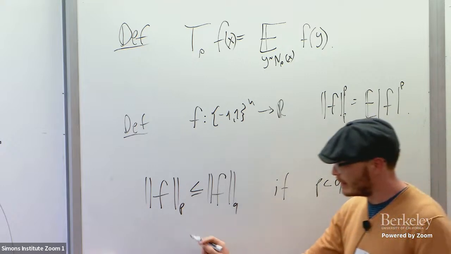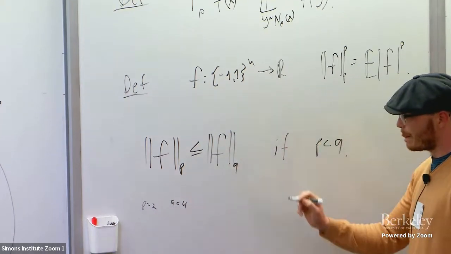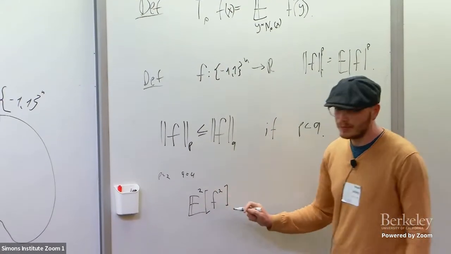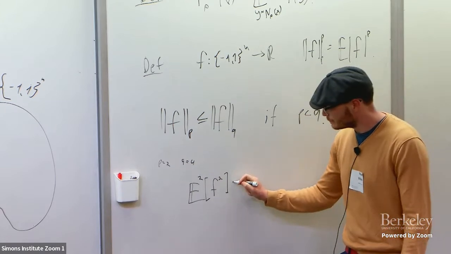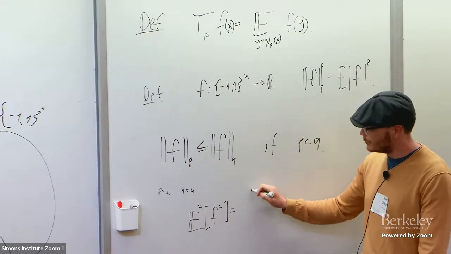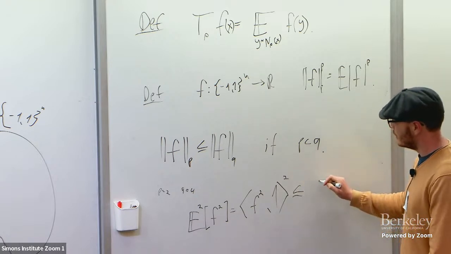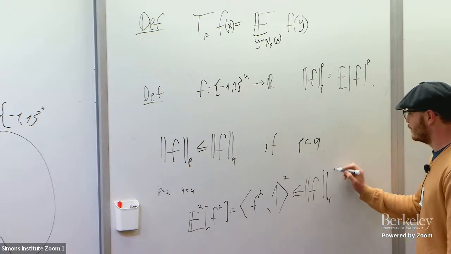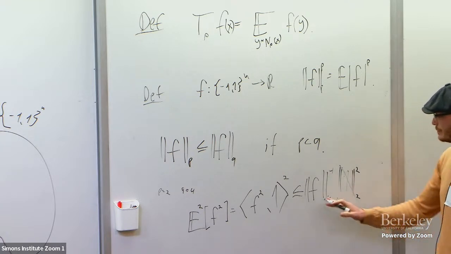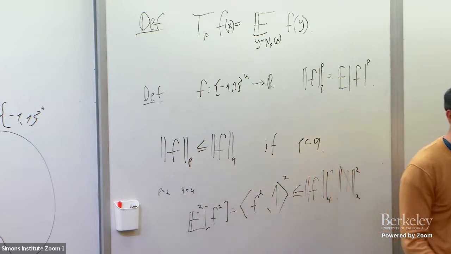Okay, so why is that? Let's prove it in the case where p is equal to 2 and q is equal to 4. So we want to upper bound the expectation of f squared by the expectation of f to the 4. How are we going to do that? We can write this expectation of f squared as an inner product between f squared and the constant 1 function, and then apply Cauchy-Schwarz to say that this is at most the 4 norm of f, because the 2 norm of 1 is 1. So we get that the 2 norm is at most the 4 norm, and it's true in general that the p norm is smaller than the q norm when p is smaller than q.